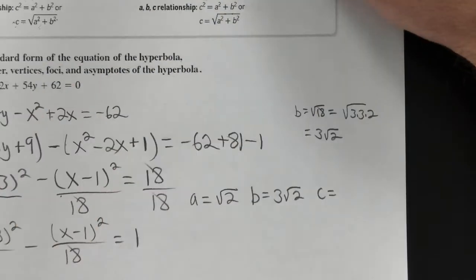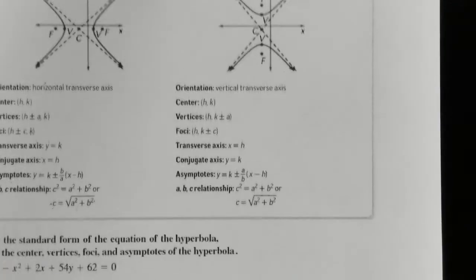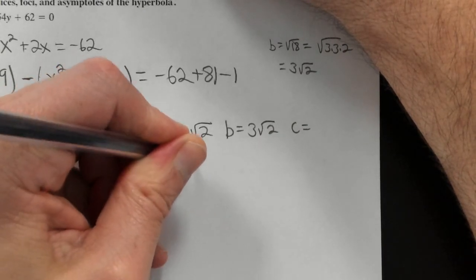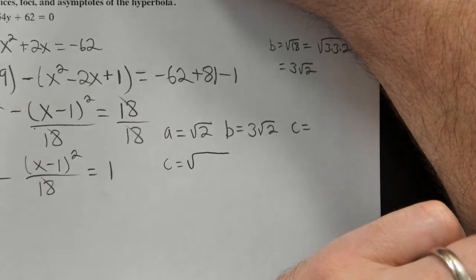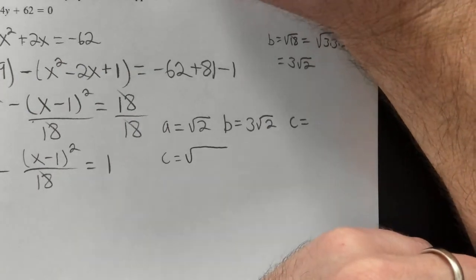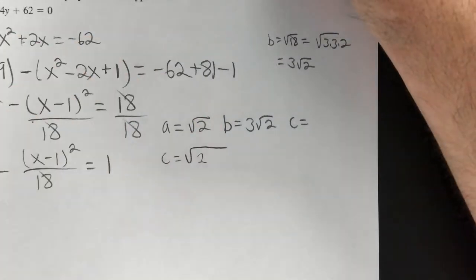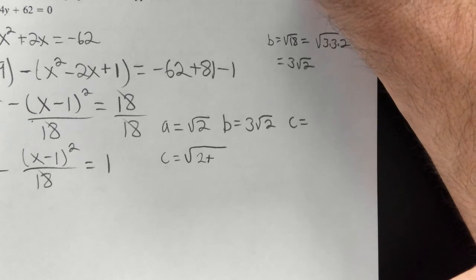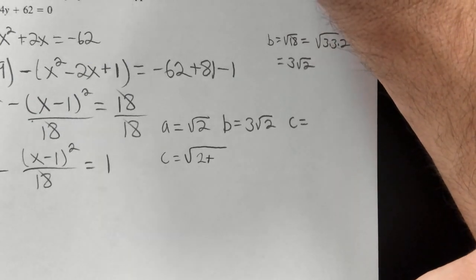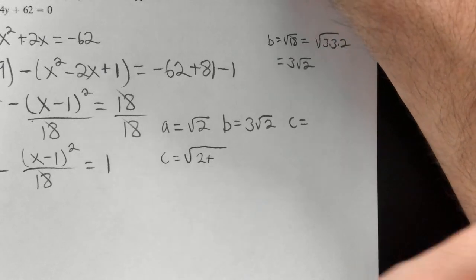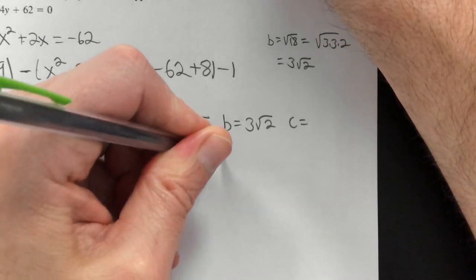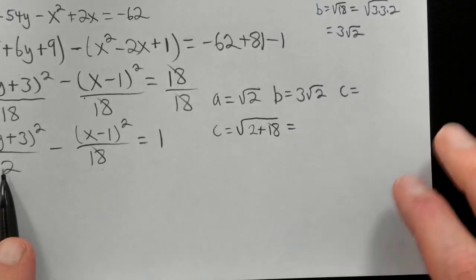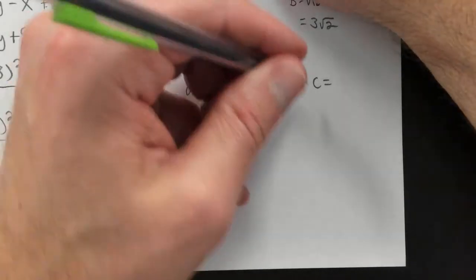Now I also need to find the value for c. And remember, c is the square root of a squared plus b squared. So c is going to be equal to the square root of the square root of 2 squared, which is 2, right? Plus 3 square roots of 2 squared, which means we're back to 18. So when you're trying to find c, it's just the square root of whatever these two numbers are. And so that's the square root of 20.